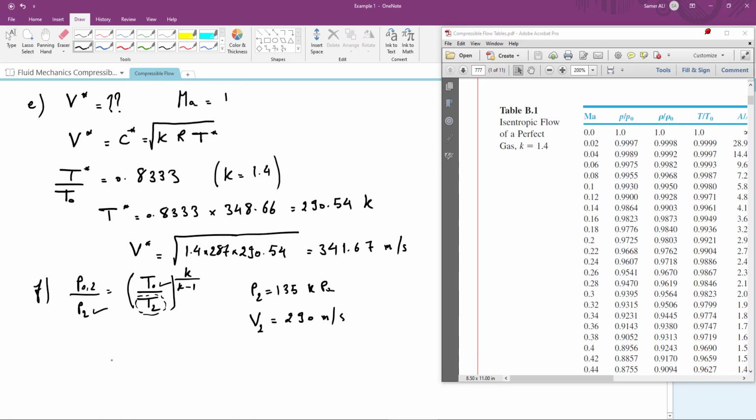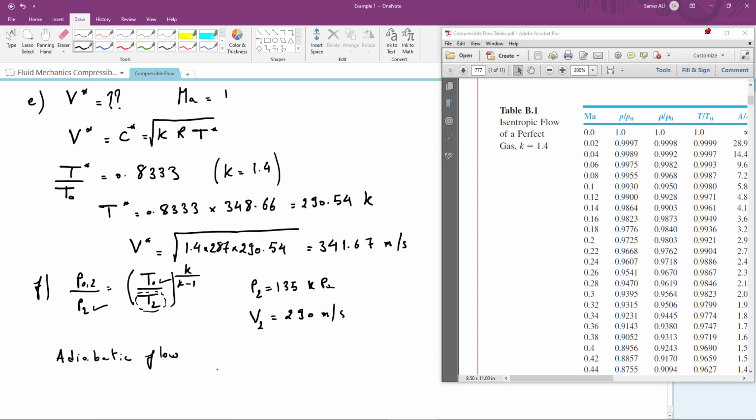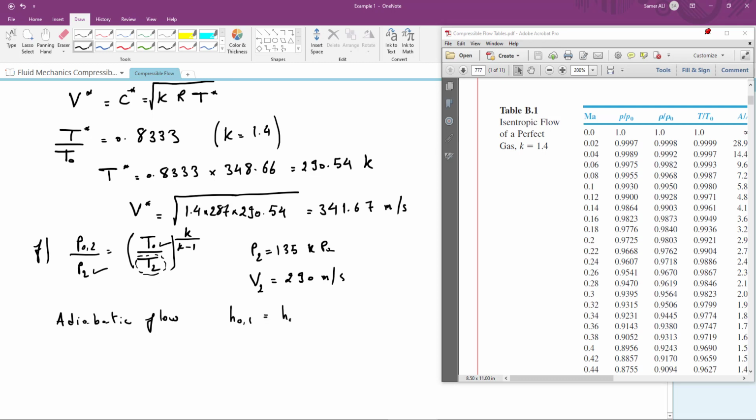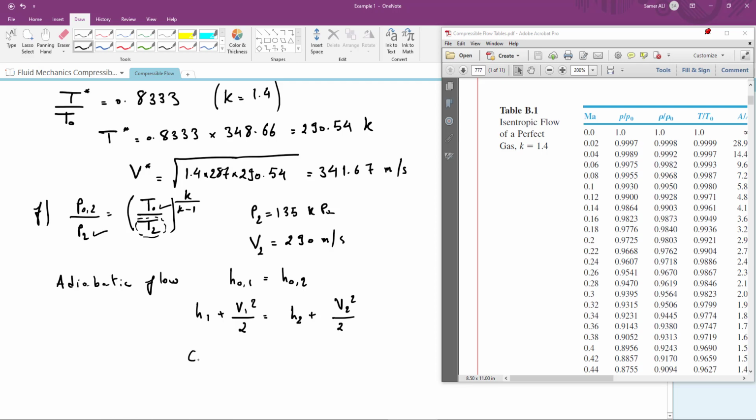To find the temperature first, we need to say that for adiabatic flow, the stagnation enthalpy will remain the same. So H01 will be equal to H02. This leads to saying that the stagnation temperature also will remain the same. So CPT01 will be equal to CPT02, and for the same CP, the temperature will remain the same. H01 is H1 plus V1 square over 2, and H02 is H2 plus V2 square over 2. Since we know that H is CPT, we can say CPT1 plus V1 square over 2 is equal to CPT2 plus V2 square over 2.